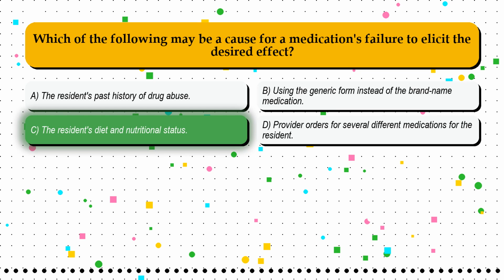The correct answer is option C. The resident's diet and nutritional status.